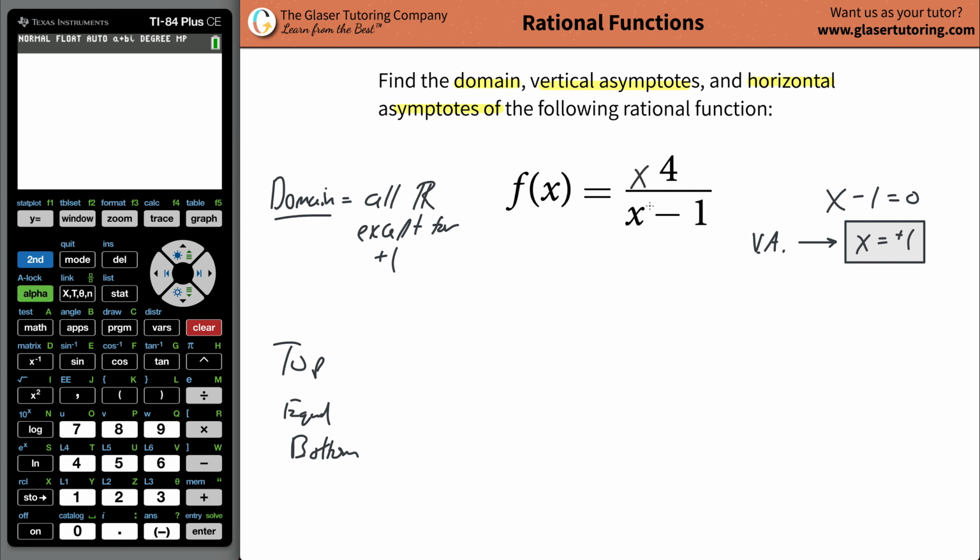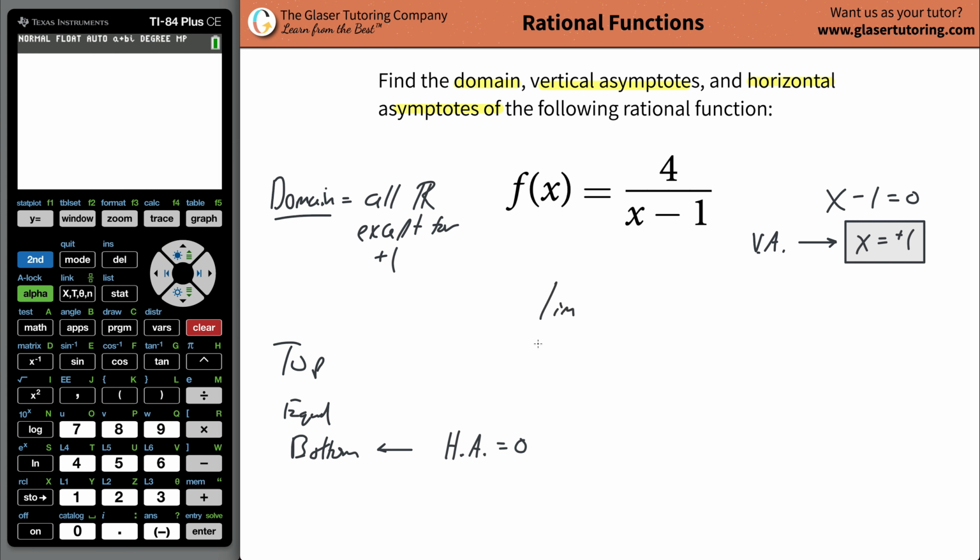If you had another x term on the top, and they were both to the first power, that would be an example of equally heavy. And if you had, let's say, x squared on the top, this would be top-heavy, because the power of x, your variable, is greater in the numerator than in the denominator. So this one is a bottom-heavy function. Now this one's easy. Anytime you have a bottom-heavy function, the horizontal asymptote is always equal to 0.